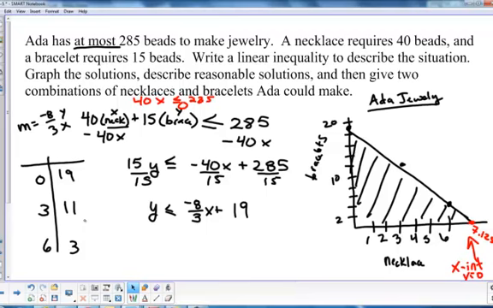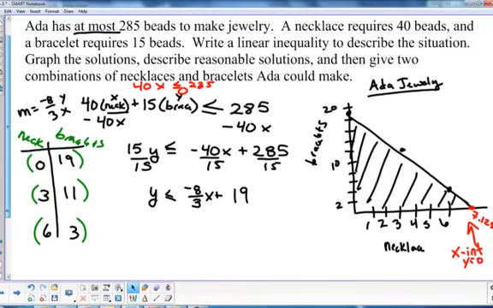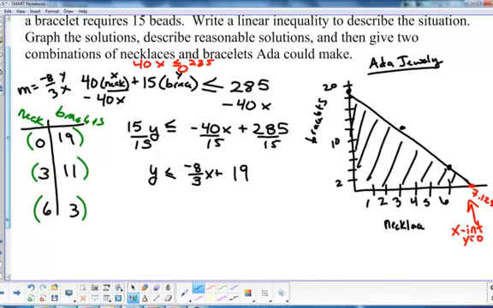And then these are different possible ordered pair solutions. 3 necklaces and 11 bracelets. 6 necklaces and 3 bracelets. 0 necklaces and 19 bracelets. And if you want to add that last one in, we could put 7.125 necklaces and 0 bracelets.